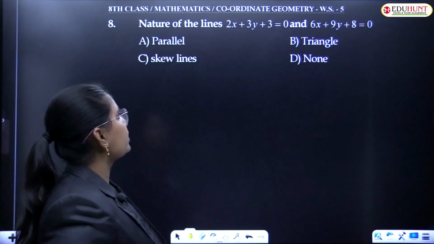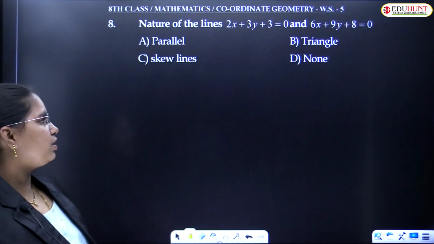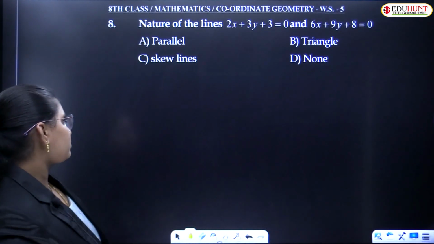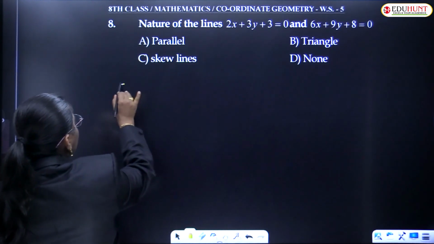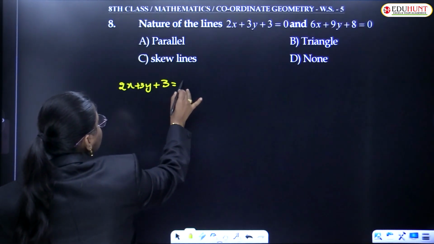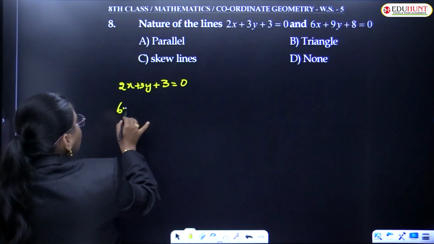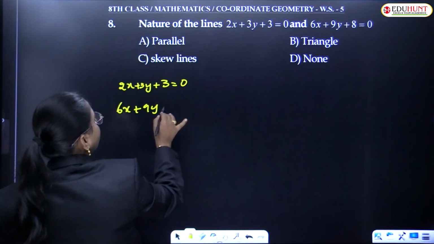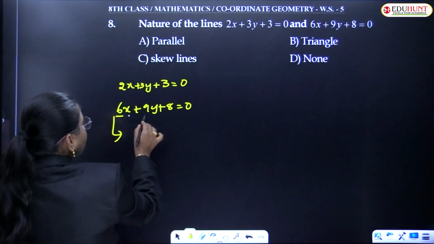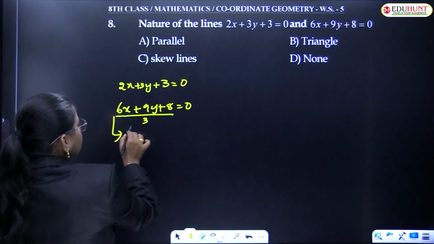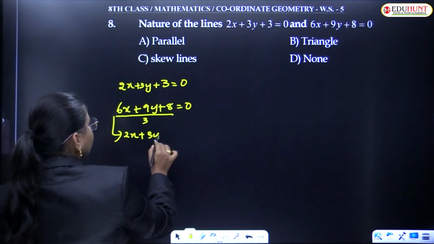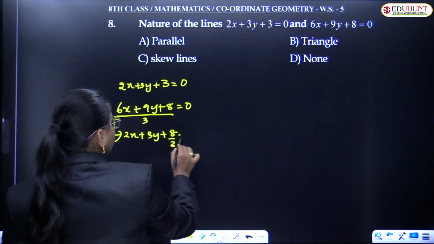Nature of the lines 2x plus 3y plus 3 is equal to 0 and 6x plus 9y plus 8 is equal to 0. So let me write two lines here. First line is 2x plus 3y plus 3 is equal to 0. Second line 6x plus 9y plus 8 is equal to 0. Just divide the complete equation by 3. 6x divided by 3 is 2x again. 9y by 3 is 3y again. And this is 8 by 3.